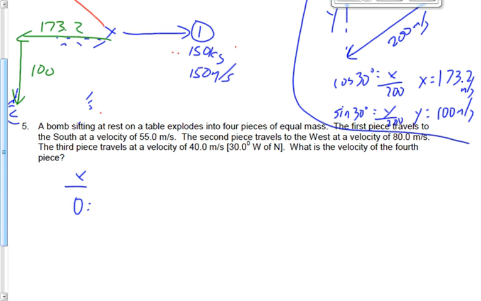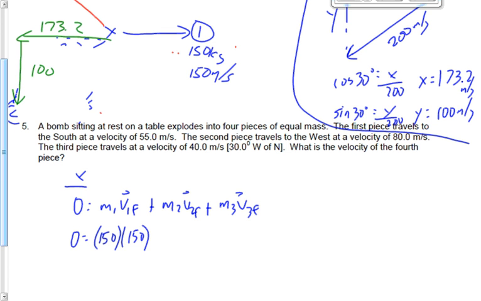We have 0 initial momentum because it's at rest, before it explodes, right? After it explodes, there's 3 pieces. M1 V1F plus M2 V2F plus M3 V3F. Or if you already had the momentum given to you, then just put in P1, P2, P3. V1F is 150. What was mass 2? 150, I think, wasn't it? 100? Okay, thank you.